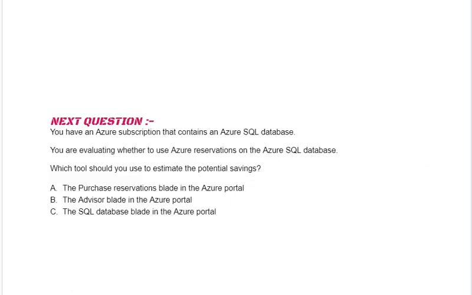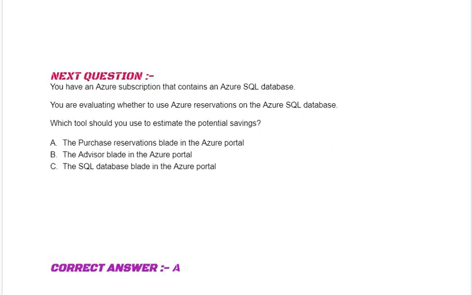Question is, you have an Azure subscription that contains an Azure SQL database. You are evaluating whether to use Azure reservations on the Azure SQL database. Which tools should you use to estimate the potential savings? Option A. The Purchase Reservations blade in the Azure portal. Option B. The Advisor blade in the Azure portal. Option C. The SQL database blade in the Azure portal. Correct answer is option A.